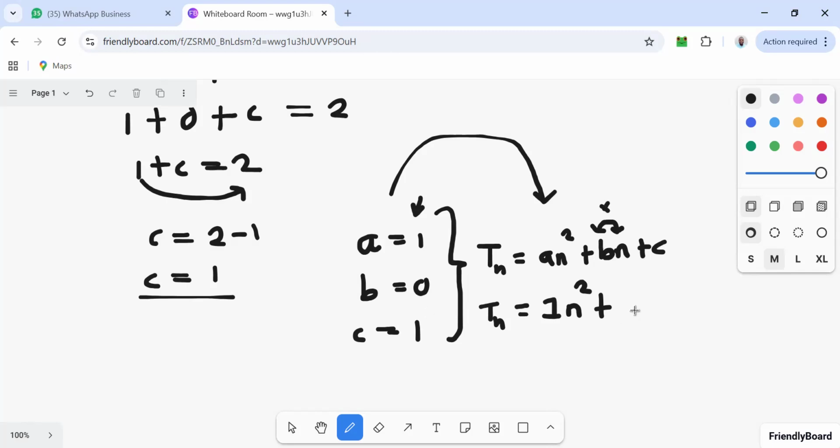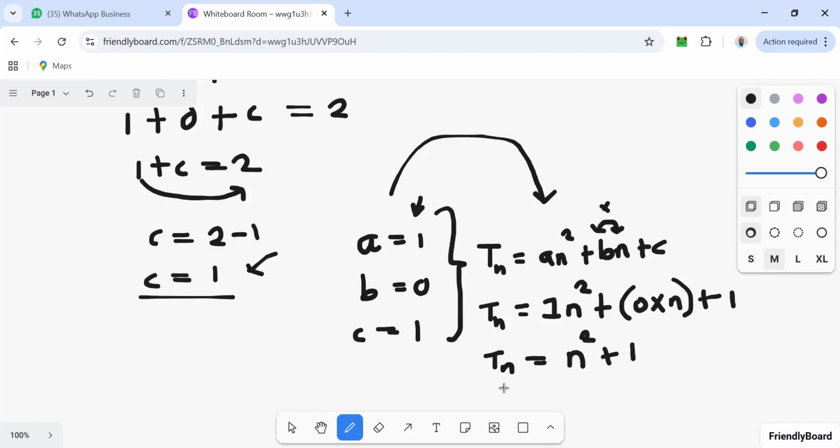And then my B is 0, times N. That's what it means there. All right. Then plus C is 1 here. So I'm then going to put 1 here. Okay, let me simplify. So this will be Tn is equal to n squared. Now I'm just writing it as n squared. I'm not going to write the 1 there. So n squared, 0 times n is 0. So I'll be left with n squared plus 1.